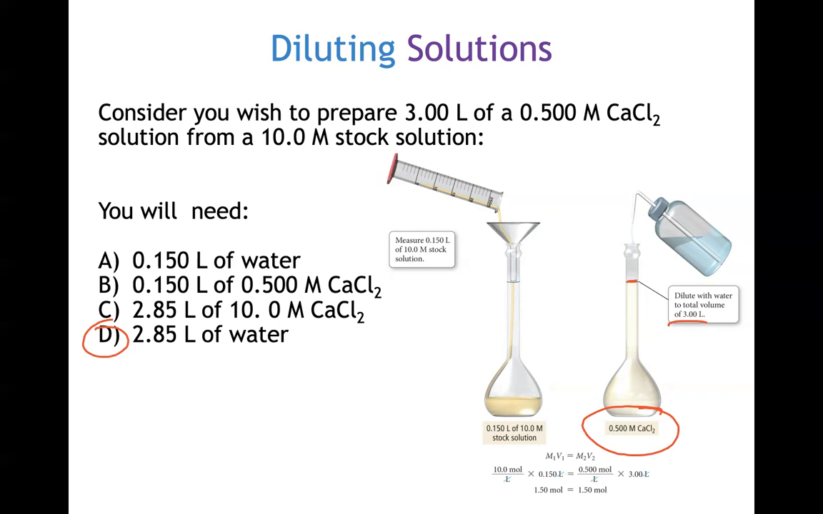Did the number of moles of calcium chloride change? No, the number of moles of calcium chloride is still the same. The amount of solute is still the same. The volume of solution is different. And that's when we're diluting something, right? From a more concentrated to less concentrated.